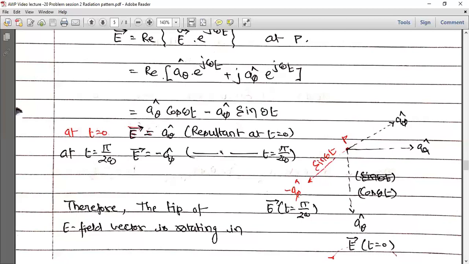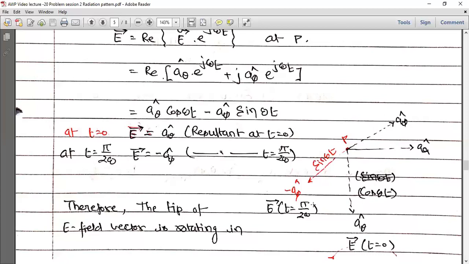Now, where is the observer? The observer is somewhere here, looking in the direction of wave propagation. When he looks, he finds that initially at t equals 0, the electric field intensity phasor is here with magnitude 1, and as time elapses, it rotates from this a theta cap direction to the minus a phi cap direction with the same magnitude. Later on, with increasing time, it rotates with the same magnitude and comes to minus a theta, then goes to a phi, then goes to a theta, and so on. The magnitude will remain the same.